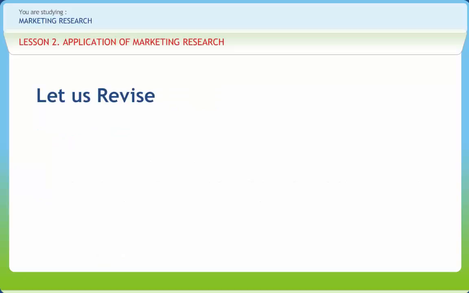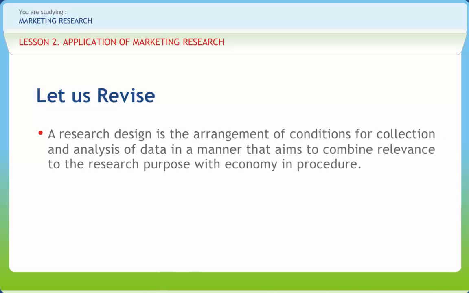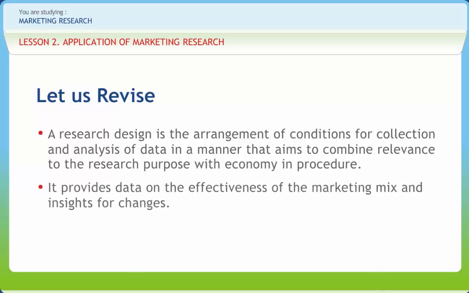Before we end, let us briefly revise what we have studied so far. The scope of marketing research stretches from the identification of a consumer's wants and needs to the evaluation of consumer satisfaction. It includes research in respect of consumers, product, sales, distribution channels, advertising, pricing, and physical distribution. A research design is the arrangement of conditions for collection and analysis of data in a manner that aims to combine relevance to the research purpose with economy in procedure. It provides data on the effectiveness of the marketing mix and insights for changes.